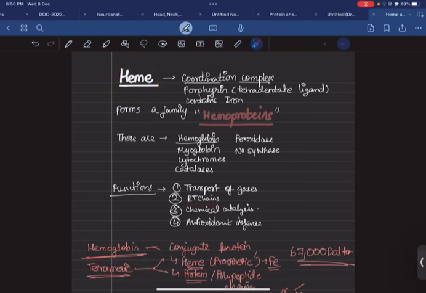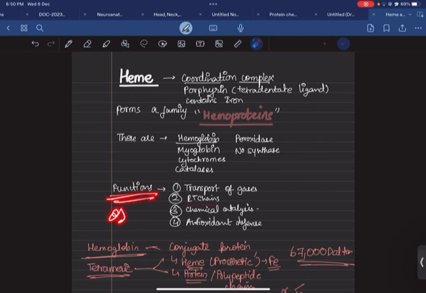Okay, so we got heme, that is a coordination complex. Now heme will form compounds with proteins, polypeptides or stuff like that, to form our hemoproteins. This is a family which is called hemoproteins. Now this family contains hemoglobin, which is physiologically obviously the most important form. Others include myoglobin, cytochrome, catalase, peroxidase, and nitric oxide synthase. Now I will explain these by their functions.